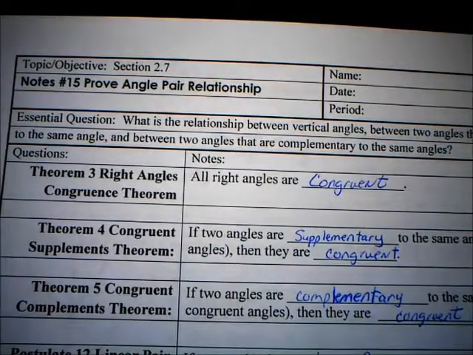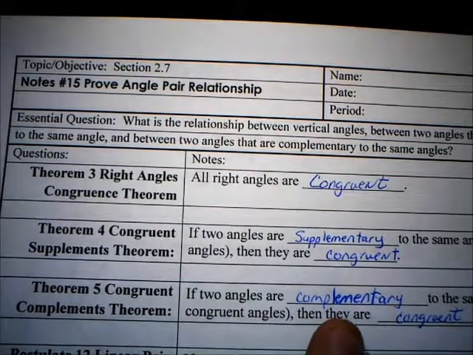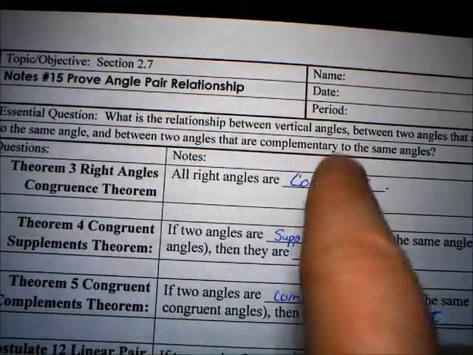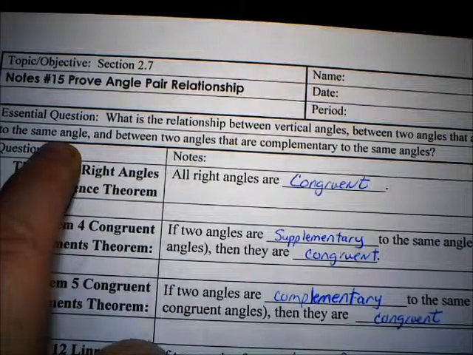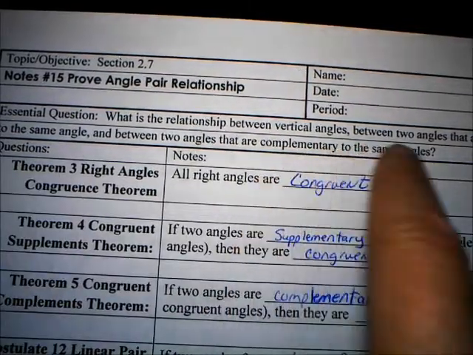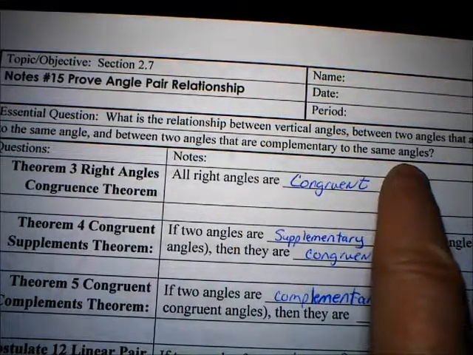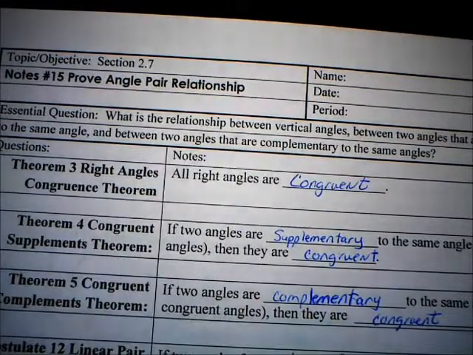Okay, here we go with geometry notes. Number 15, prove angle pair relationships. This is section 2.7. Your essential question is: what is the relationship between vertical angles, between two angles supplementary to the same angle, and between two angles that are complementary to the same angle? This relationship is that they're all congruent.